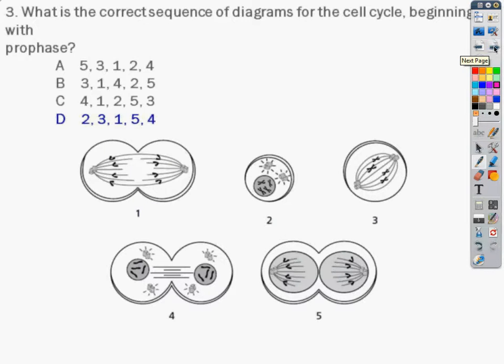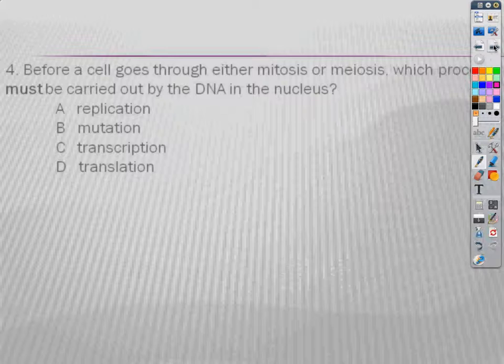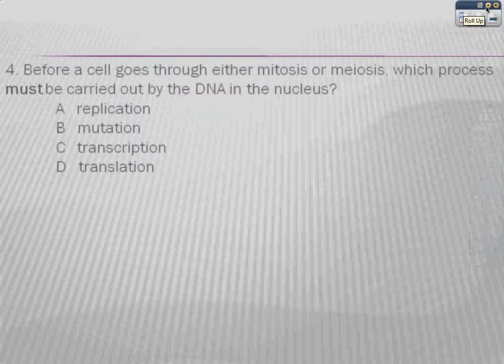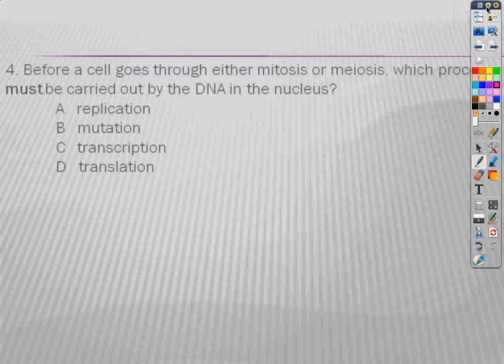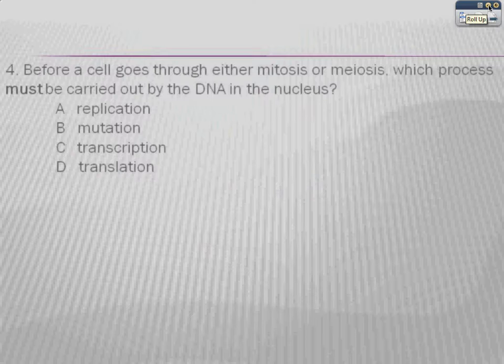We'll do one more question. It says, before a cell goes through either mitosis or meiosis, which process must be carried out by the DNA in the nucleus? Well, hopefully you were paying attention a couple of slides ago, and I've got to have a copy of the DNA to give to each new cell.